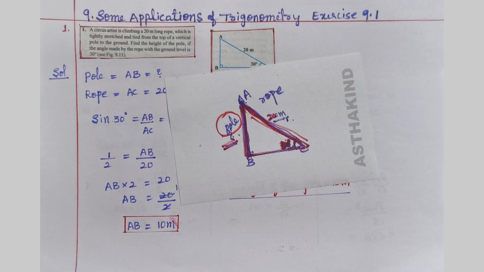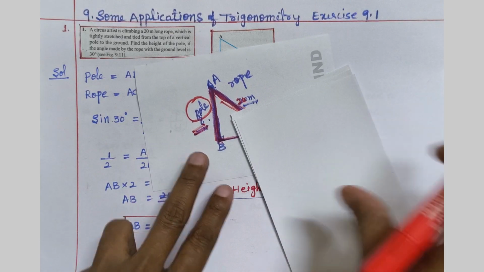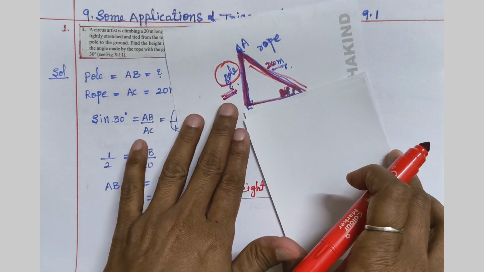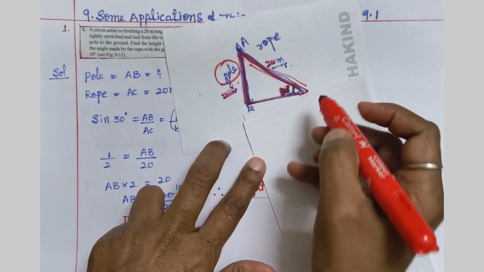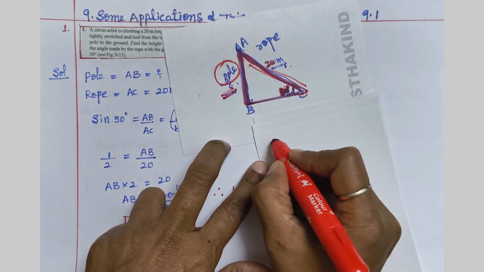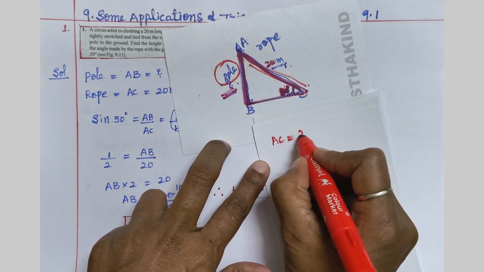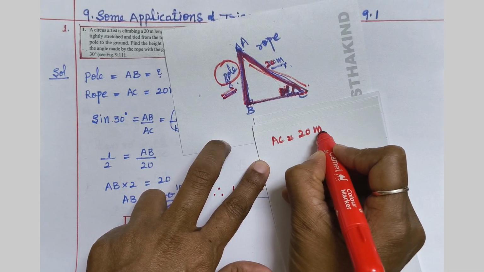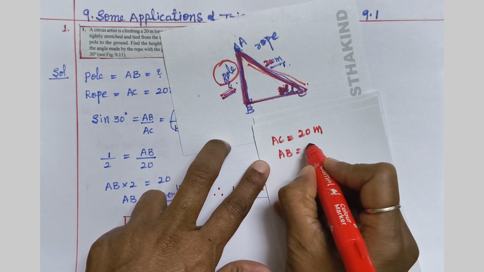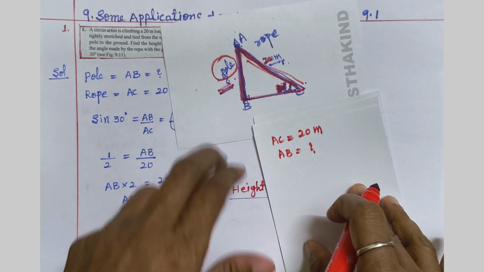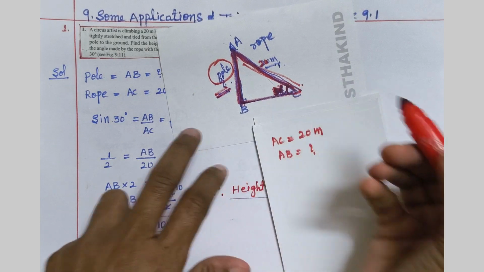So what is given? First we will write it down. Carefully listen. This is the first question, a very easy question. Here, in triangle ABC, AC is the rope. How many meters is given? 20 meters given. AB is the pole. AB is the question mark. Pole height we have to find. Next, here angle 30 degrees is given.